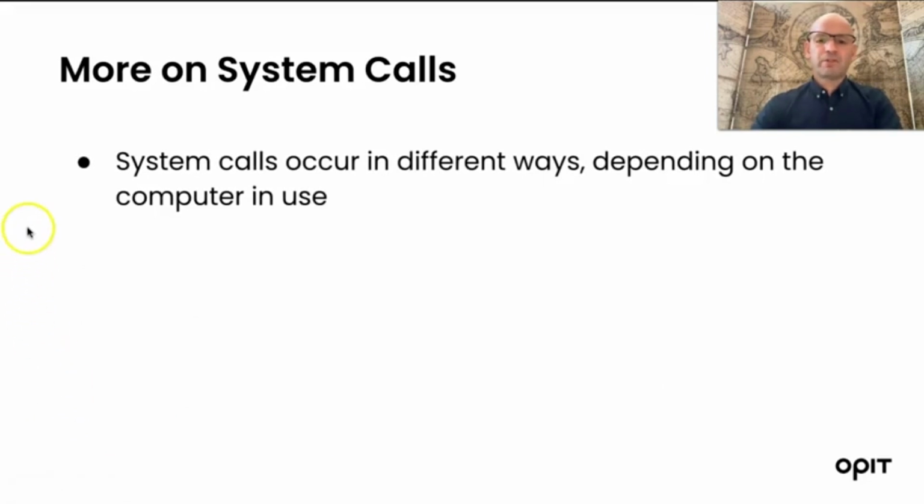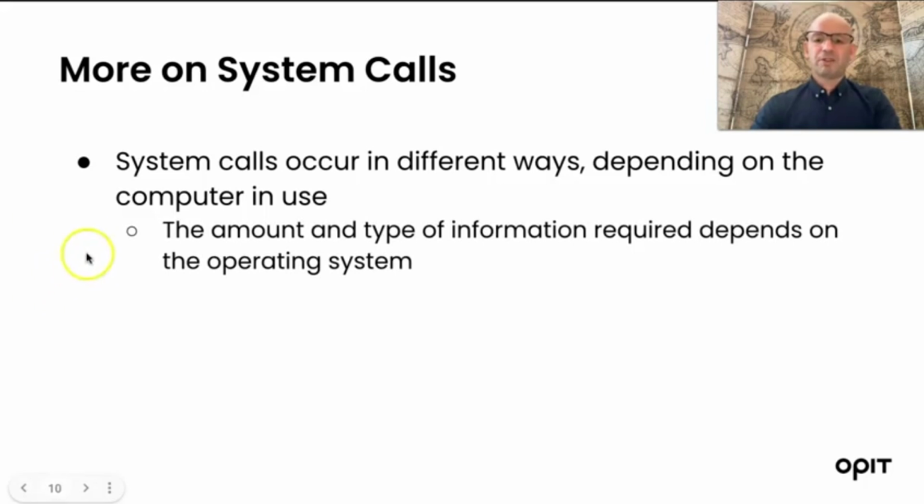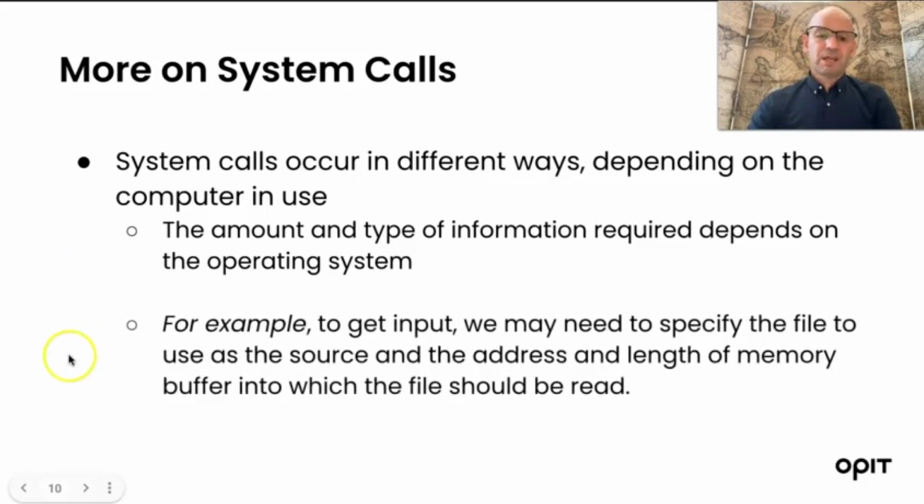Now, system calls occur in different ways depending on the computer in use. The amount and type of information required depends, of course, on the operating system. So we'll look at Windows calls versus Linux calls in a second. You can do the same type of task, but how it performs that task may be different. For example, to get input, we may need to specify the file to use as the source and the address and length of the memory buffer in which the file should be read. So that requires quite a bit of knowledge about memory and quite a bit of detail.